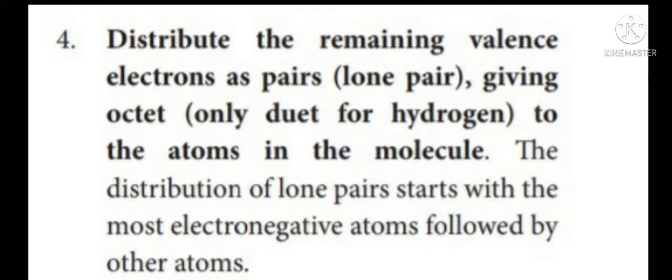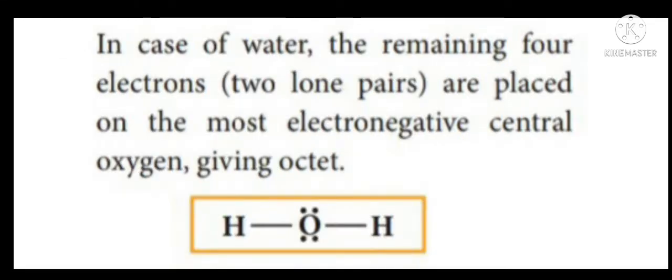Here we have to distribute the lone pair electrons to the most electronegative atoms followed by the other atoms. In water, we have 8 valence electrons in total. Among the 8 electrons, 4 electrons are used in bonding. The remaining 4 electrons are considered as 2 lone pairs, and they are placed on the more electronegative central oxygen, giving octet. It is shown here. The 2 lone pairs are placed on the oxygen atom.